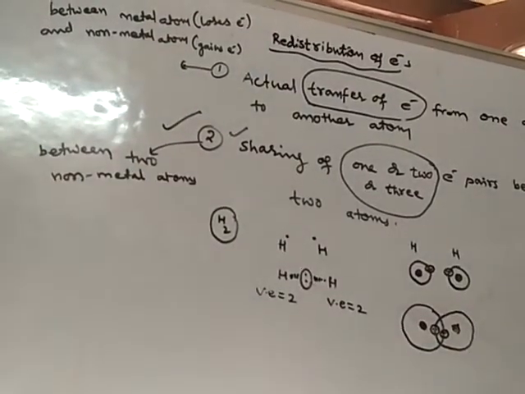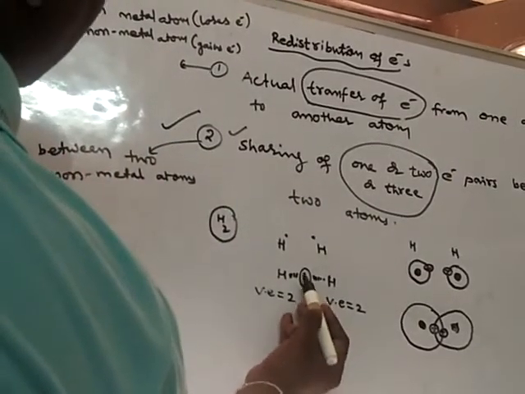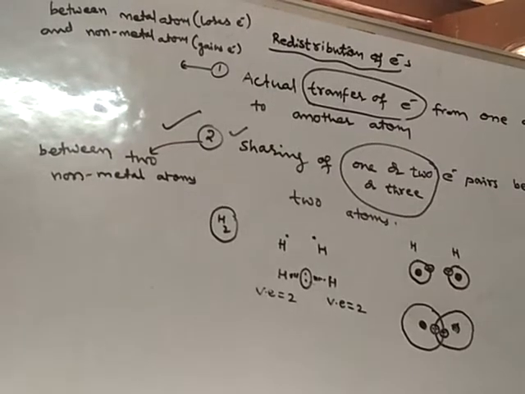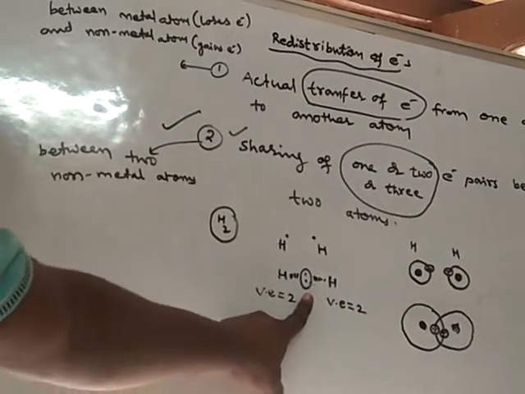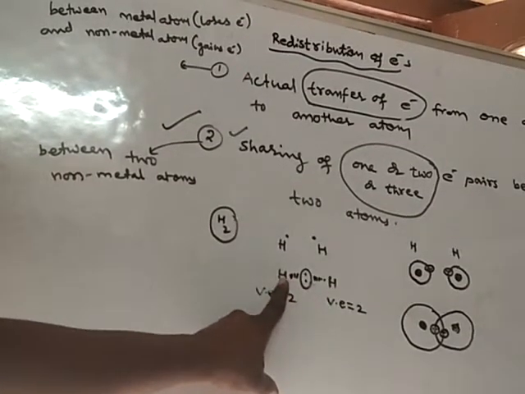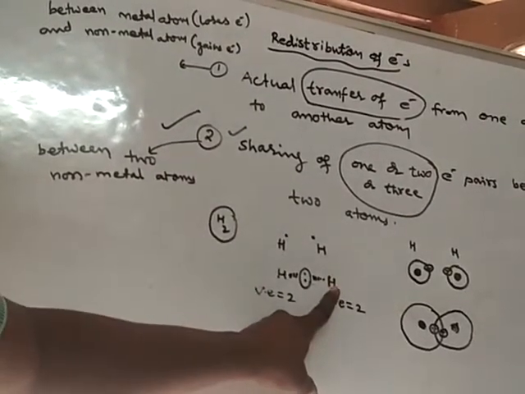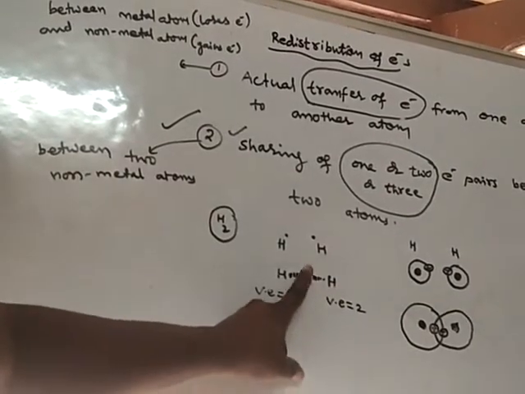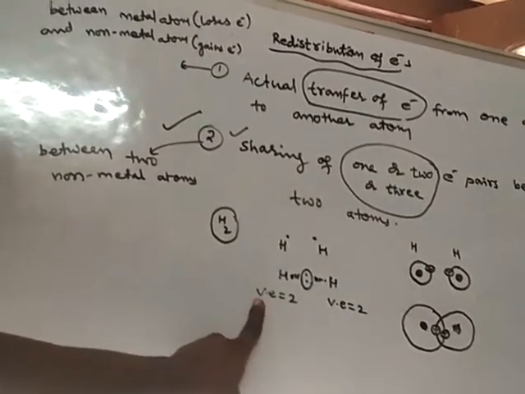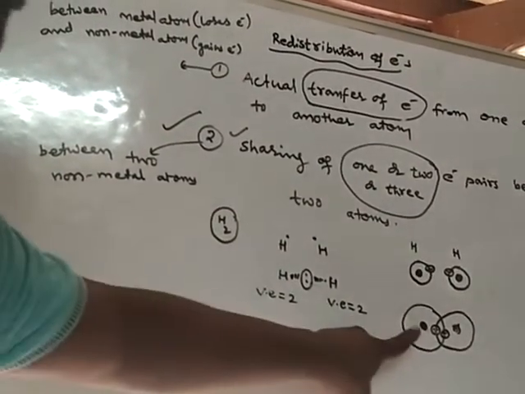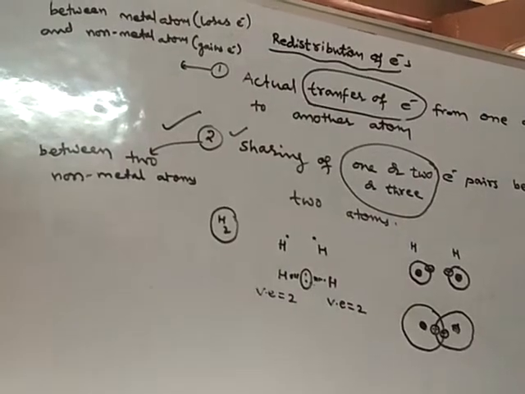As a result, this hydrogen will feel these two electrons are mine, and even this hydrogen will feel that these two electrons are mine. Both atoms feel that these two electrons belong to themselves only. Hence each is having two electrons in its valence shell. So the valence electrons are 2, which means each has achieved the duplet electronic configuration.